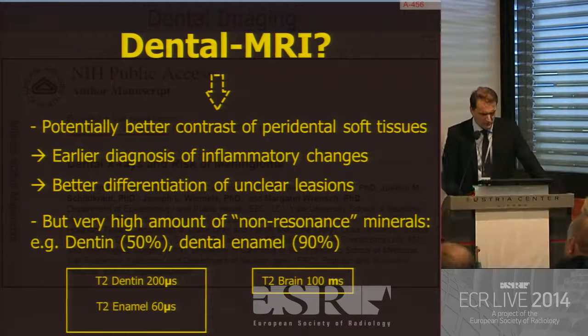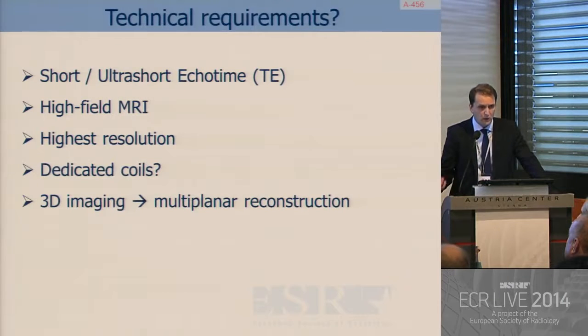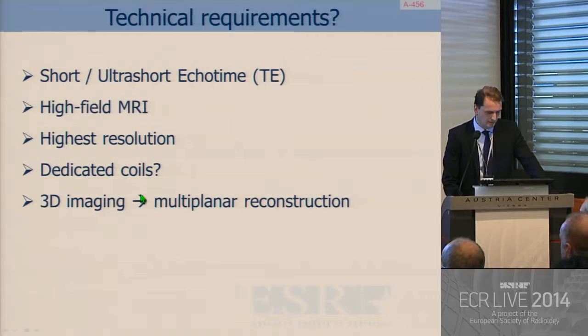And so what do we have to expect if we are trying to do MRI of the teeth and the adjacent structures? We have to work with very short or ultra-short echo times, and that may lead to the need of high-field MRI in these patients. We have to aim at highest resolution, and probably we need dedicated coils to get special information in this area.